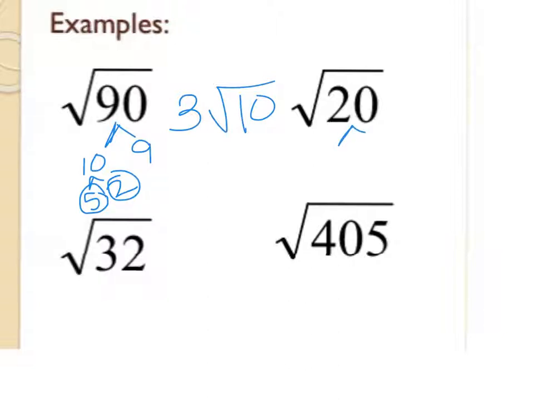This one, I can use 5 and 10. Whoa, no I can't. I can use 5 and 4. 4 is a perfect square, so I can pull that out of the house as a single 2, and then that leftover 5 right here stays inside of the house.